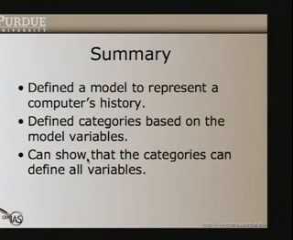The summary of this work is that we define a model to represent the computer's history, because the existing notions of process models and various descriptions and approaches were relatively ad hoc and organized based on a specific type of investigation or a specific investigator's experiences. In this general model, we can define categories based on these variables and show some kind of completeness with them, and show that this can be used to define investigation with some kind of formality.